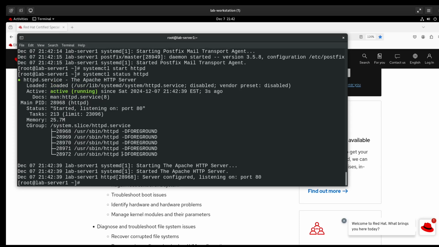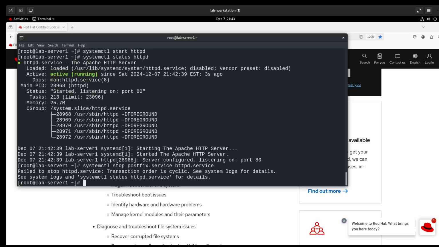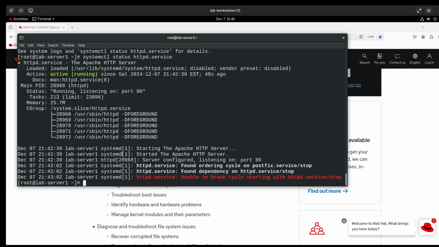Well, that isn't what I was expecting. Let me stop both of these. I think I know what I need to do. Okay, so postfix service httpd.service. That didn't do anything that I wanted to do, and I think I have an idea why. Oh, well, I might have broken them being able to stop. Failed to stop httpd.service, so let's see.